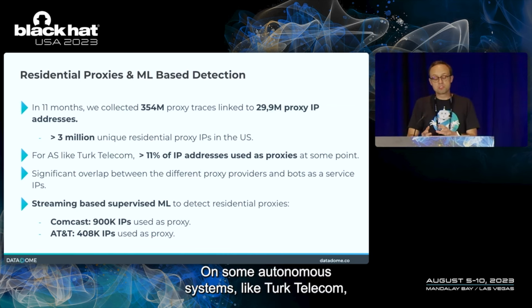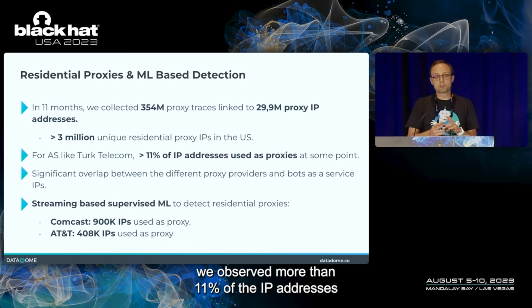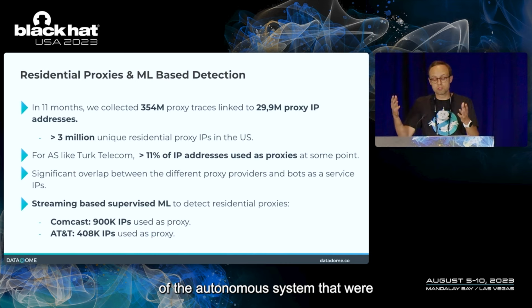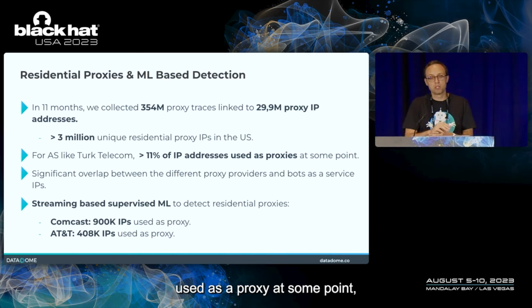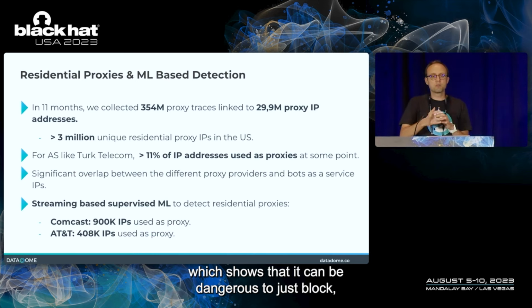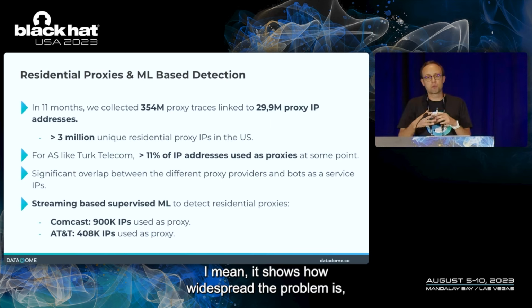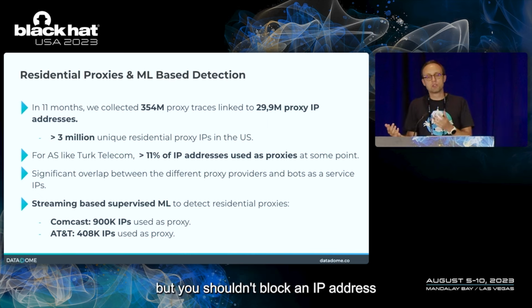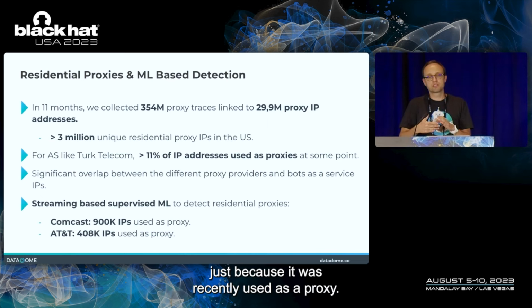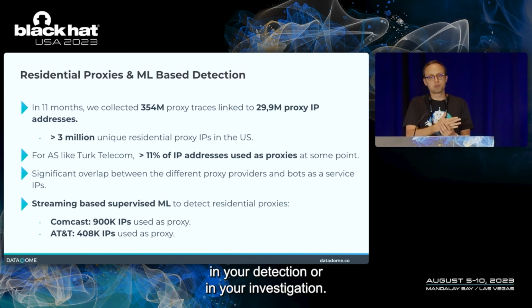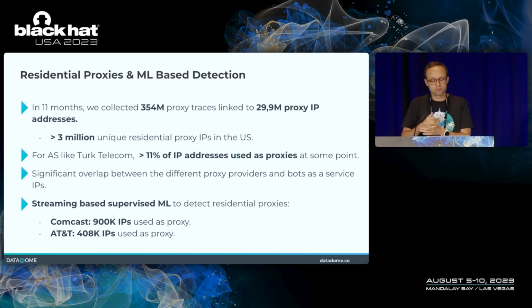On some autonomous systems like Turk Telecom, we observed more than 11% of the IP addresses of the autonomous system that were used as a proxy at some point, which shows that it can be dangerous to just block. It shows how widespread the problem is, but you shouldn't block an IP address just because it was recently used as a proxy, but you should leverage the signal in your detection or in your investigation.